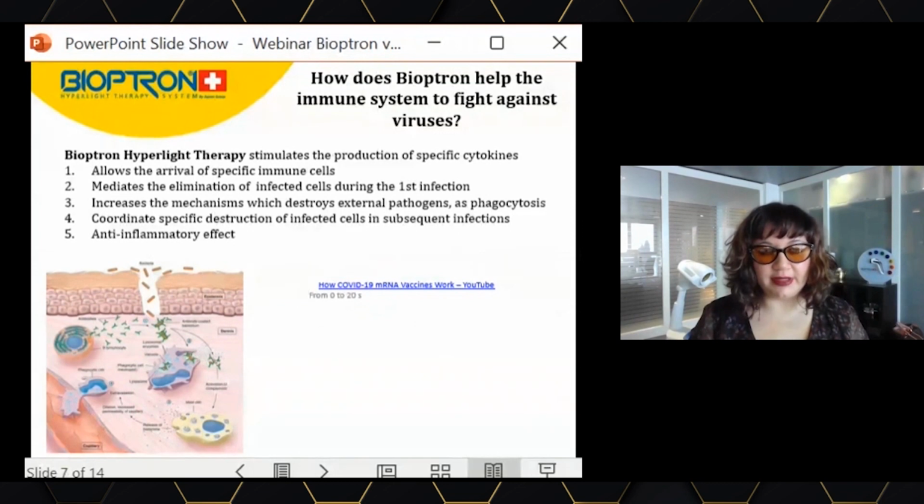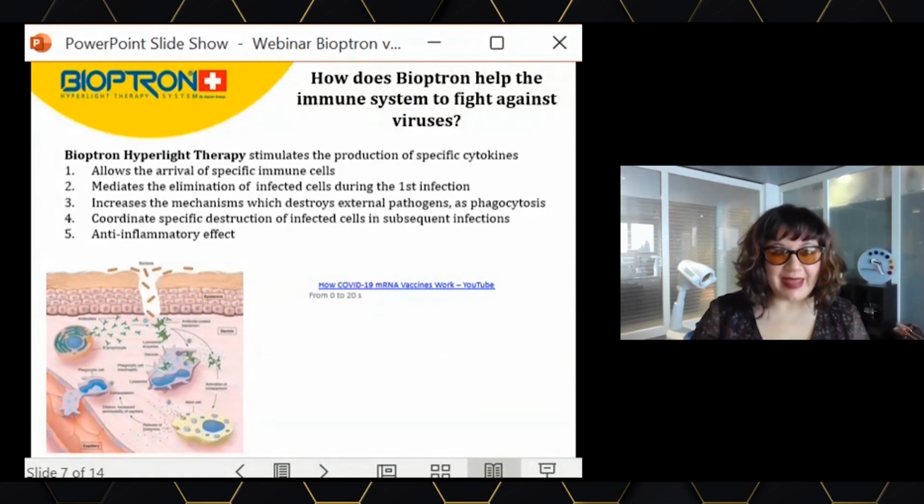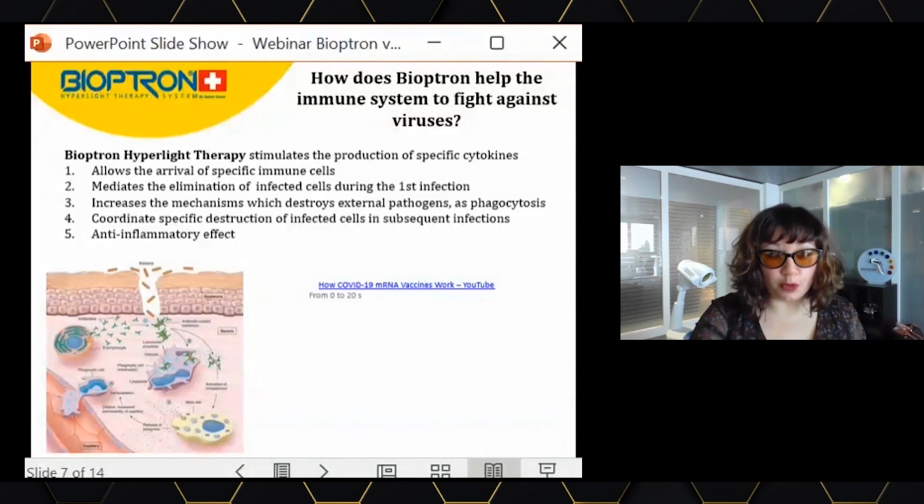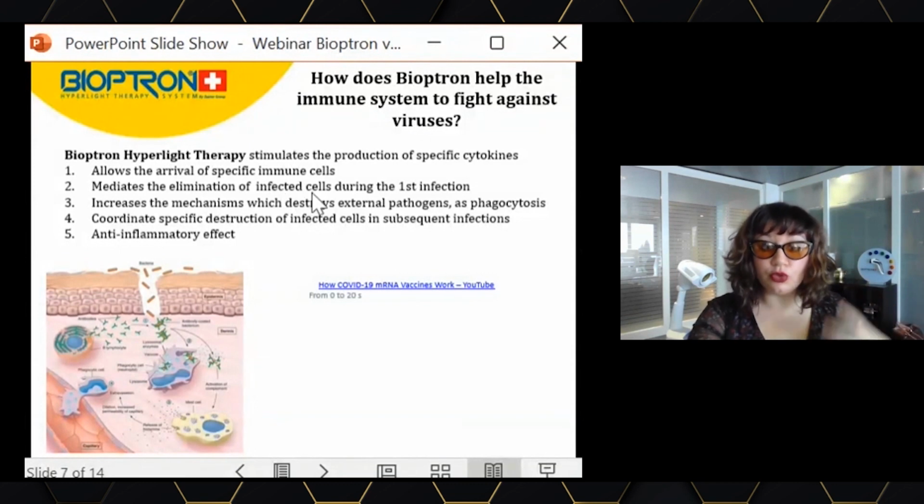So to do a summary of what I explained now, Bioptron can help your immune system to fight against viruses and help to stop the viral infection at different stages. When the virus is entering your body, Bioptron will allow the arrival of specific immune cells to the infection site. It will bring these soldiers that will fight against this virus. On top of that, thanks to the production of specific cytokines, it will help to eliminate the infected cells, avoiding that these cells produce new viruses that will continue to spread in our tissues.